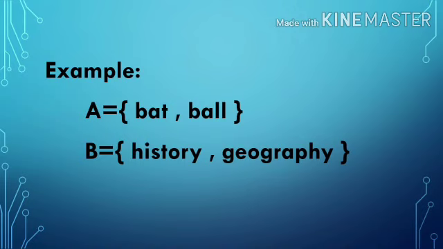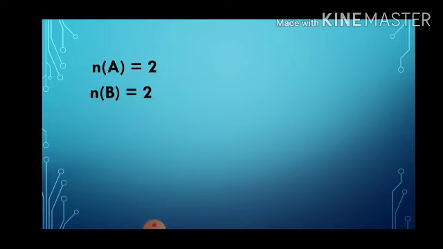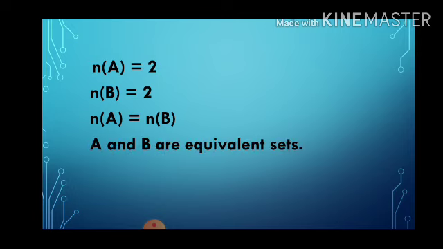For example, A is equal to the set {bat, ball} and B is equal to the set {history, geography}. Here, the number of elements in A is equal to 2, that is bat and ball, and the number of elements in B is equal to 2, that is history and geography. We denote the number of elements in the set A as n of A. Therefore, n of A is equal to 2 and n of B is also equal to 2. Here, n of A is equal to n of B. Therefore, we can say A and B are equivalent sets.